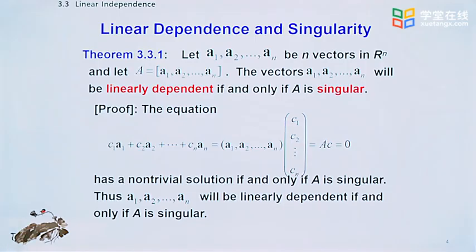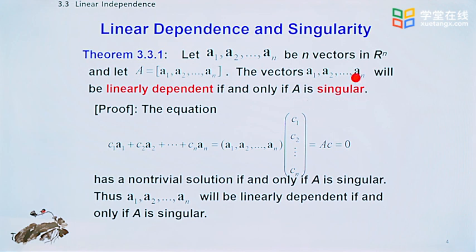Theorem 3.3.1. Let A1, A2 till An be n vectors in Rn, and let A be composed by these n column vectors. The vectors A1, A2 till An will be linearly dependent if and only if A is singular.